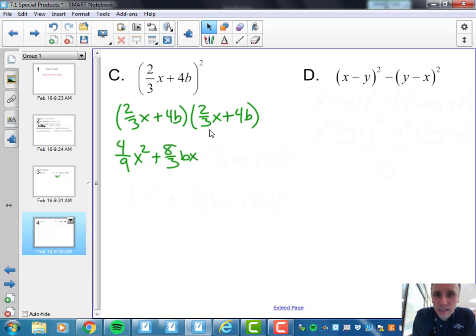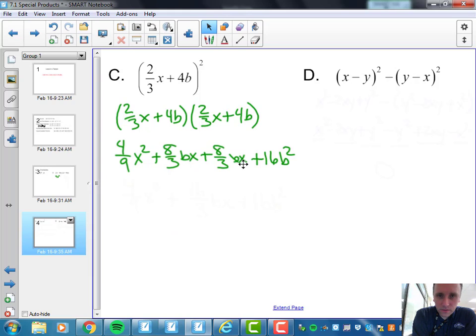Inside, I've got 4b times 2/3 x. And that's the same product that I just did. So that's going to be 8/3 bx. And then finally, last terms, I've got 4b times 4b. That's plus 16b squared. Multiply the coefficients and the variables. When you multiply, you add the exponents.